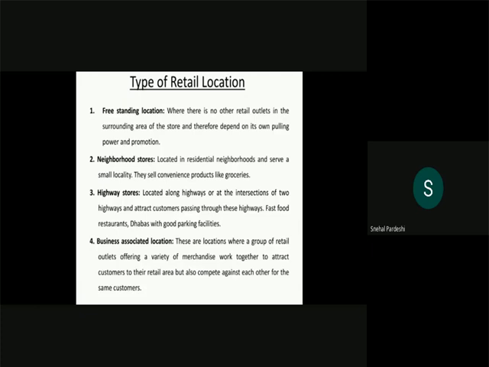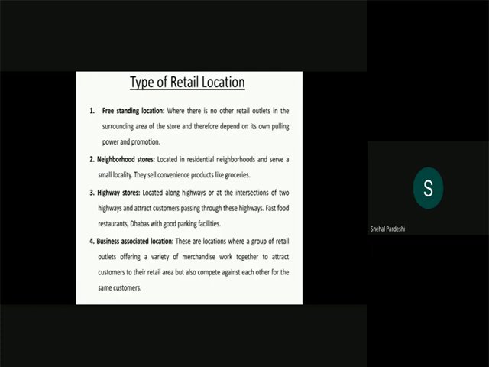If you go to some dhabas, you find some small grocery or convenient type of stores, situated adjacent to the dhabas, right? So the minimum things which are required, people can buy. So we call them highway stores, which, as I told you, are located along the highways or at the intersections of 2 to 3 highways, helping any retailer to attract customers who will be passing through those highways. In India, you find many such locations situated around the highways, and we call them highway stores.